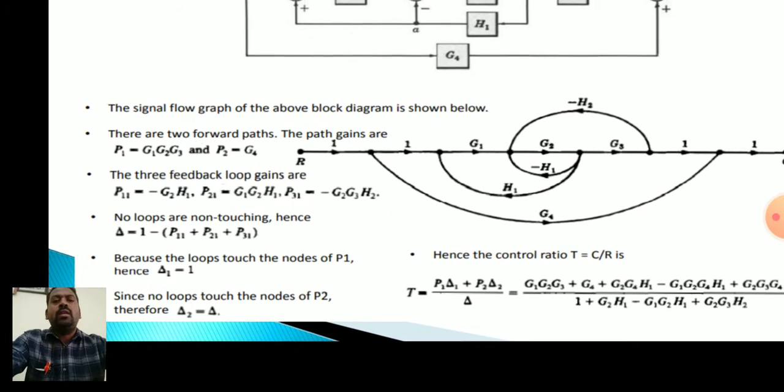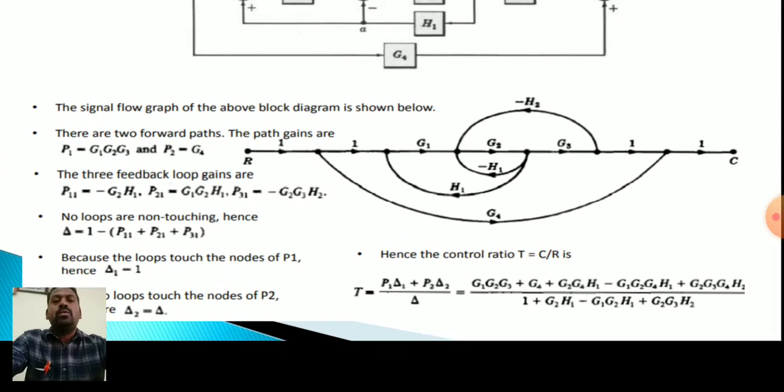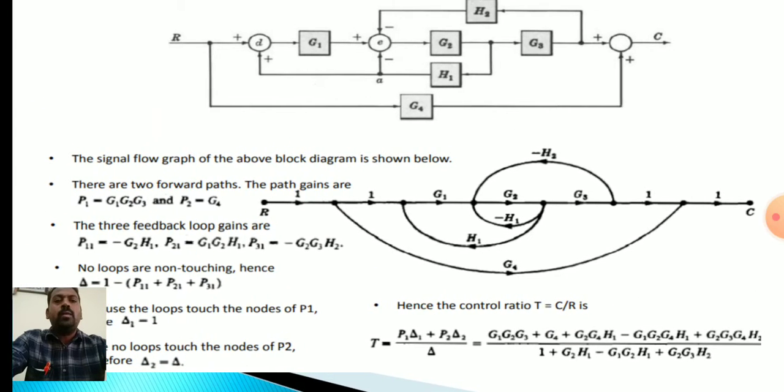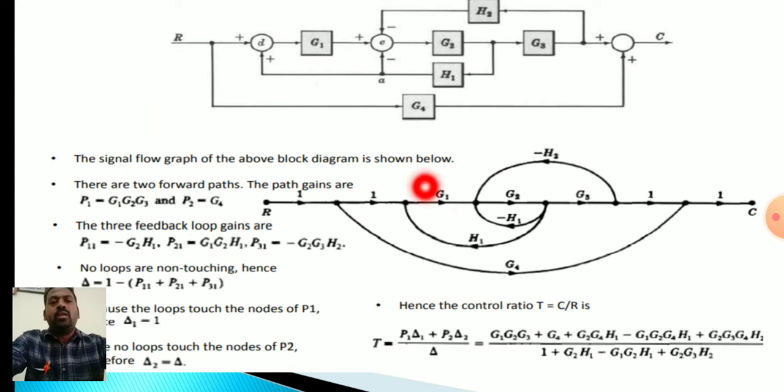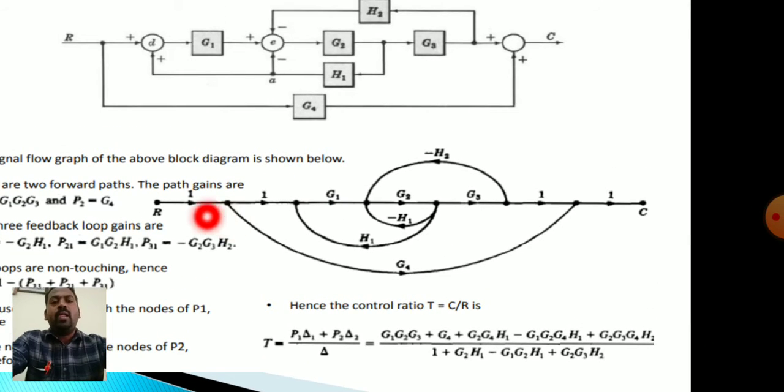Here the signal flow graph of the above block diagram is shown below. Identify the number of forward paths. How many forward paths here? Yes, there are 2 forward paths. What are those? Just see here, R to C, the straight one is a forward path. Another one is from here to here, directed through the bypass to the output.